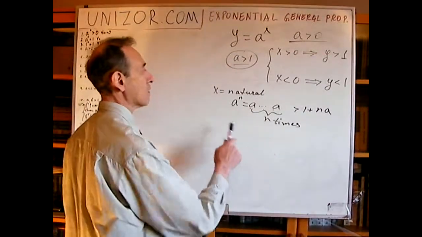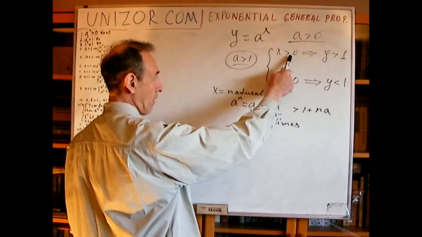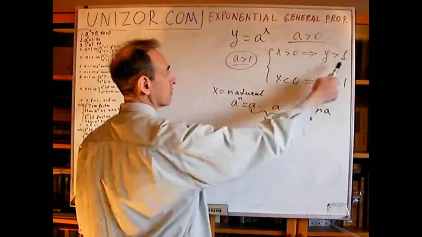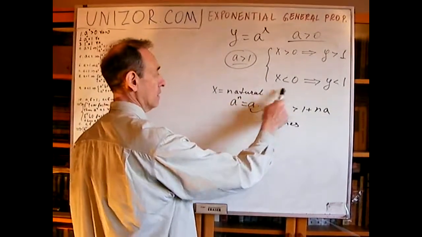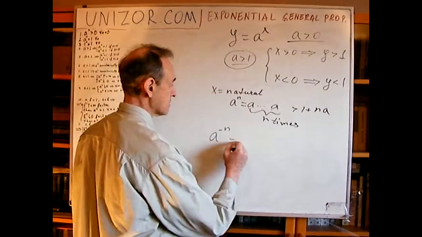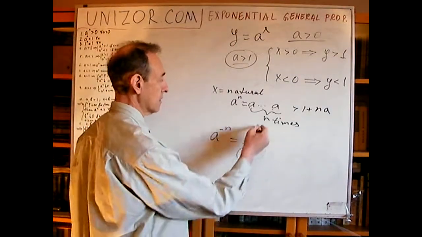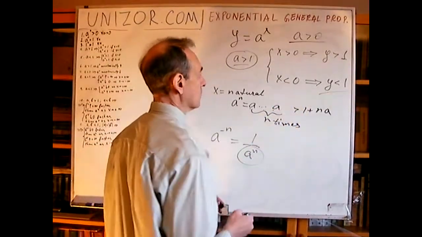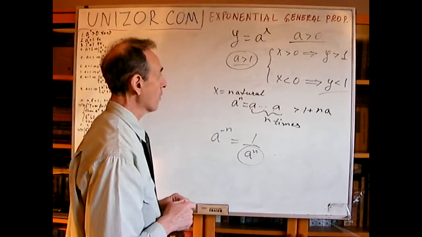But what it proves for us right now is that if a is greater than 1, then for all natural numbers, which are integer positive, a to the power of n would be greater than 1. We see it from here. How about negative natural numbers? What if we are talking about this? Well, since the denominator is greater than 1, the inverse of a number which is greater than 1 is smaller than 1. So we get this one. Alright, so we have proved it for all integer numbers.